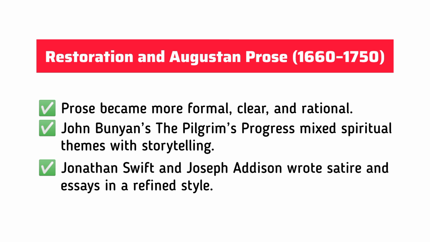4. Restoration and Augustan prose, 1660 to 1750. Prose became more formal, clear, and rational. John Bunyan's The Pilgrim's Progress mixed spiritual themes with storytelling. Jonathan Swift and Joseph Addison wrote satire and essays in a refined style.